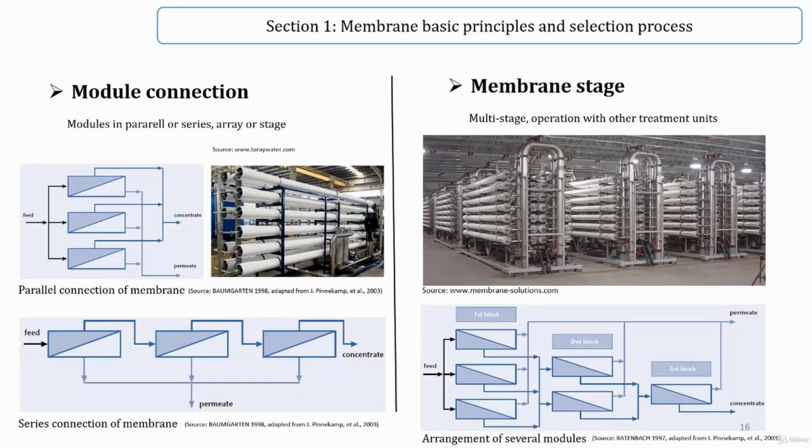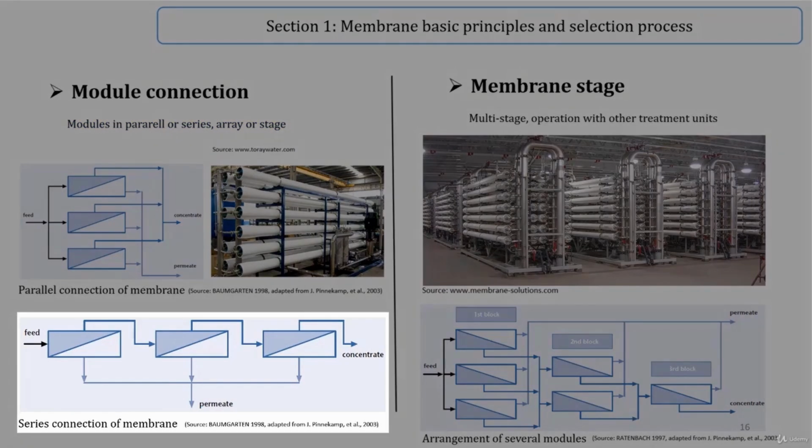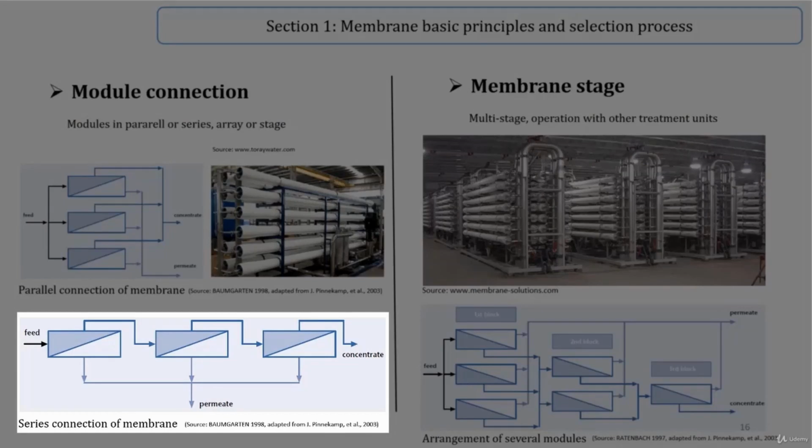Module connection. Modules are connected in series or parallel. A series connection is used if the permeate yield from one module is not sufficient. Several modules are connected in series so that, according to the figure, the concentrate flow of a module serves as feed for the next module and the permeate of the single modules is brought together.